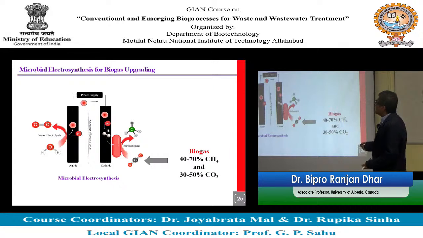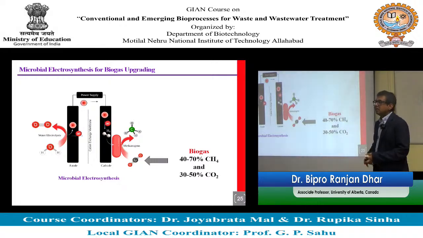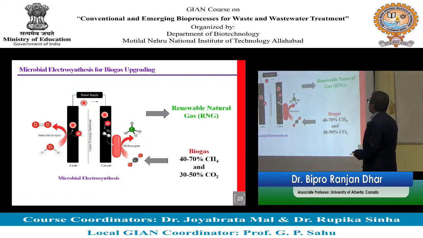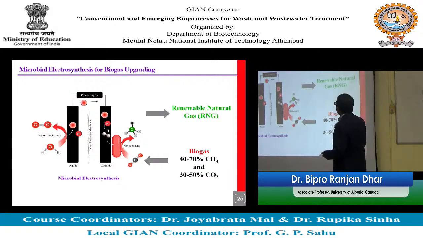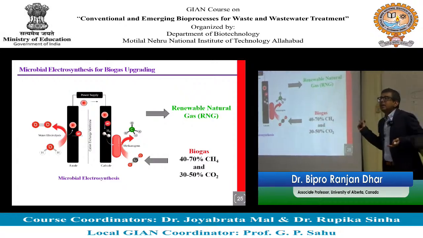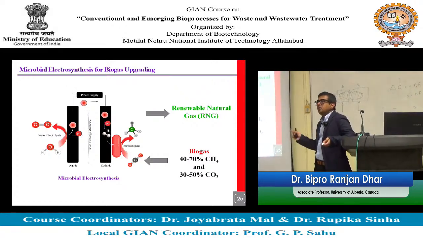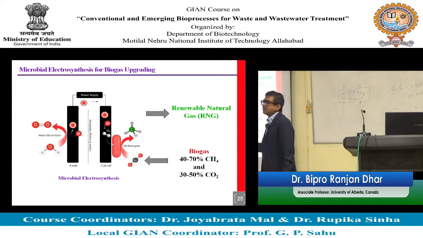Electrotroph means they can take electrons, but they also need a carbon source for their growth. So they can use CO2 as their carbon source, and you can get rid of almost all the carbon dioxide and get close to renewable natural gas. Some of you attended yesterday's research seminar, where I showed from our experimental data that we can completely get rid of carbon dioxide from biogas using this kind of process.